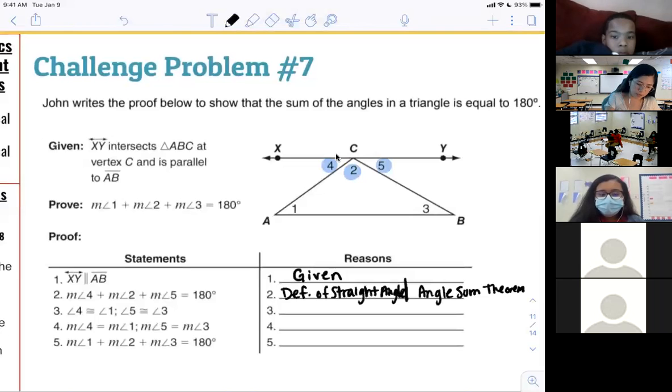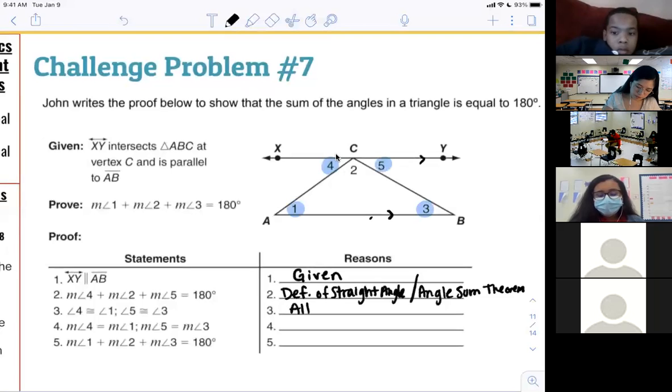Questions on reason number 2? No. All right. Reason number 3. Now, Tyrone, let's take a look. Alternate interior angles, exactly, because we know that AB and XY are parallel to each other, and since we have parallel lines, that makes alternate interior angles.